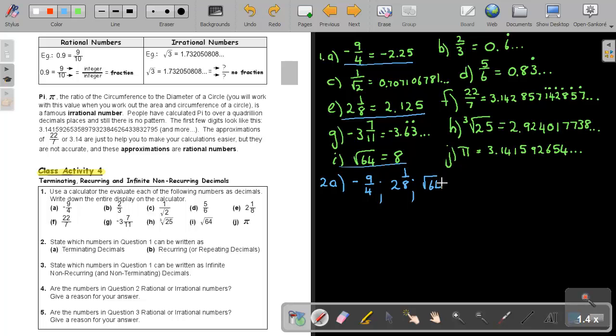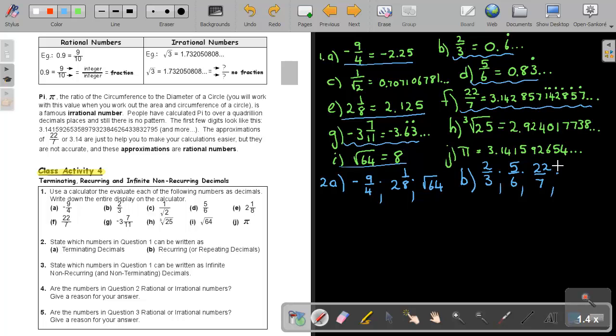So it's 64. Okay, now number B. Recurring decimals. It's these ones with the dots. Can you remember? So it was 2 over 3. It was 5 over 6. And then there's another one. Oh, I skipped this one, which was a bit difficult to see, which was 22 over 7. And then the last one is negative 3 and 7 over 11. That's all continuing. Okay, let's see if I marked all of them. Yes.